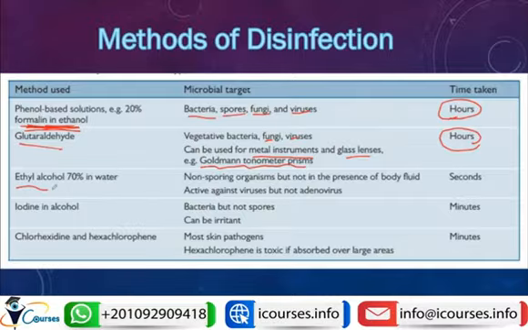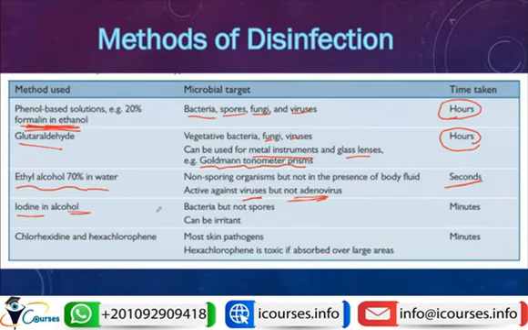Ethyl alcohol, 70% in water, like the Sterillium that we use in the operating room for our hands, is used for killing non-sporing organisms, but not in the presence of body fluids, and it is active against viruses, but not adenoviruses. It can be effective in about 15 to 30 seconds.